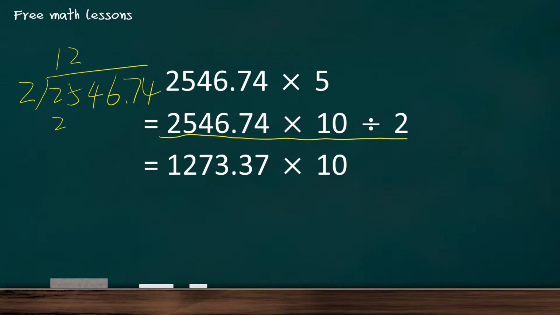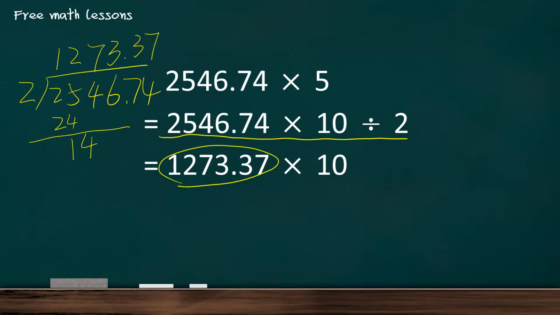25 divided by 2 is 12, and then you have 1 left. Then 14 divided by 2 is exactly 7. And then 6 divided by 2 is 3. Let me write the decimal here. 74 divided by 2 is exactly 37.